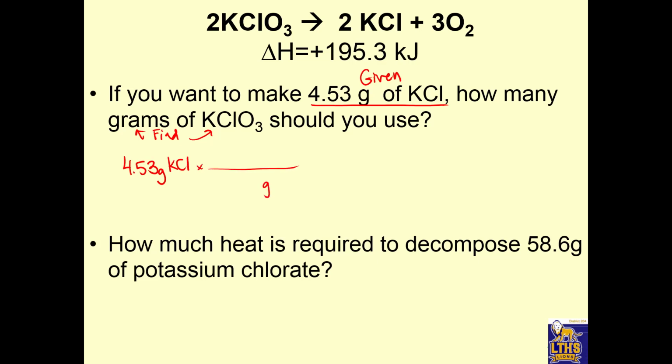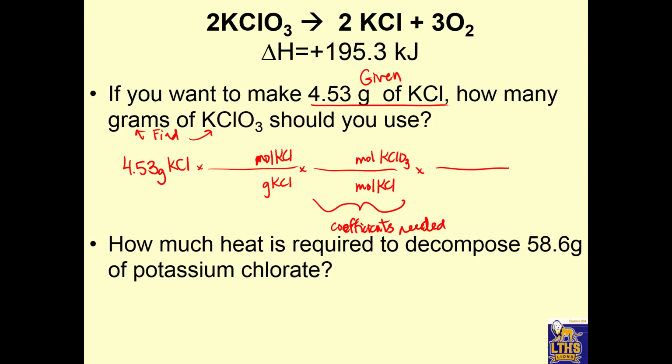I want to change that into moles because the only place where I could change a chemical identity is if it's in moles. And then moles of KCl can change into moles of KClO3. So this is coefficients needed. And then, once I have moles of KClO3, I can cancel those out and change them to grams. Right. So, let's get busy putting in some numbers. Anytime it's moles and grams, we have to find out for 1 mole how many grams. Go get it from the periodic table. And it's 74.55.